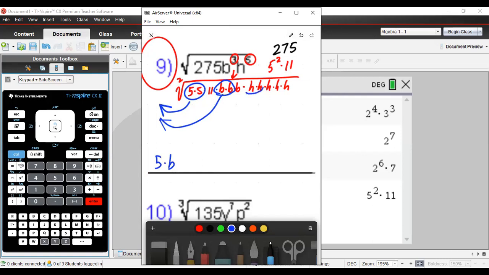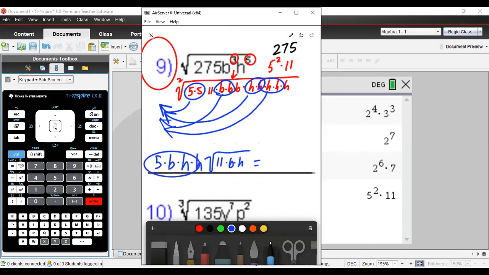Over here we have 2 h's that we can pull out, so that's going to be h. Then we have another pair of h's we can pull outside the radical, that's going to be an h. Then we have this final h that we can't do anything with, so that's going to stay inside the square root. So inside we have 11, a b, and an h. We're almost done. All we have to do is simplify this piece, and that's going to be 5b h squared times the square root of 11bh. And that's the simplified form.